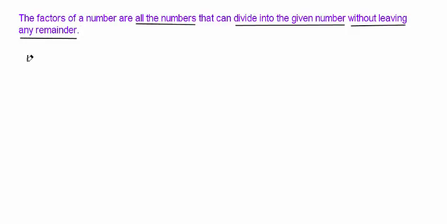For example, the factors of 6 are 1, 2, 3 and 6 because each one of these numbers can divide 6 without leaving a remainder. On the other hand, 4 is not a factor of 6 because if you divide 6 by 4, you have a remainder of 2.